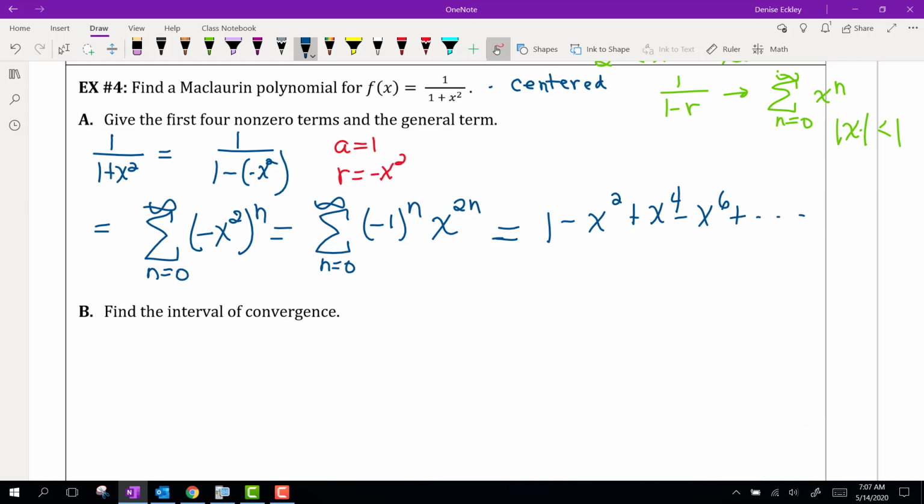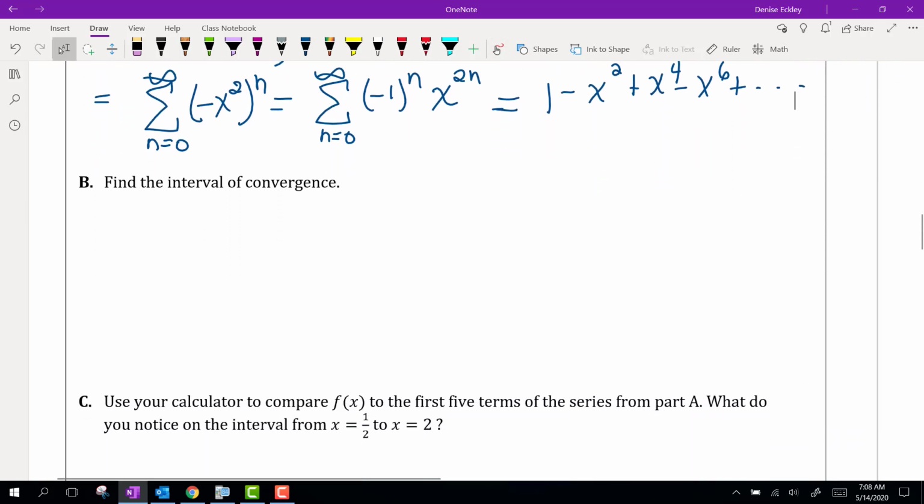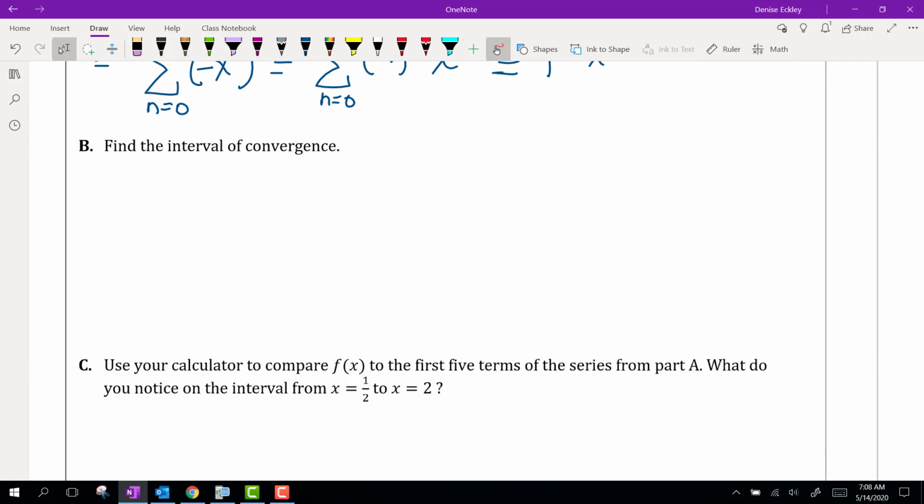Okay, now we're going to find the interval of convergence. Let's go back and just review how we find intervals of convergence instead of jumping ahead and knowing we're going to end up with negative 1 to 1. So let's use our ratio test here. This is a review. We're going to do the limit as n approaches infinity of the absolute value of the n plus 1 term over the nth term. And we're going to simplify this.